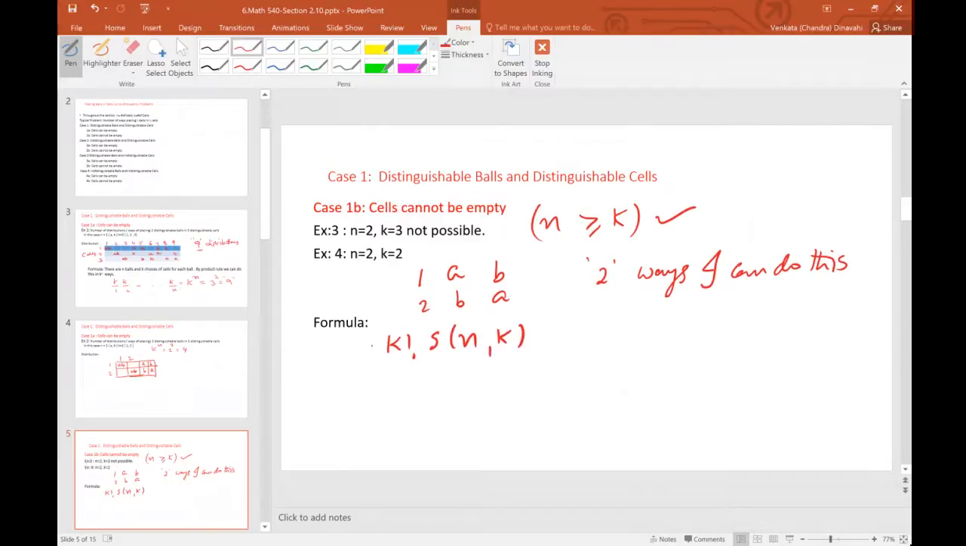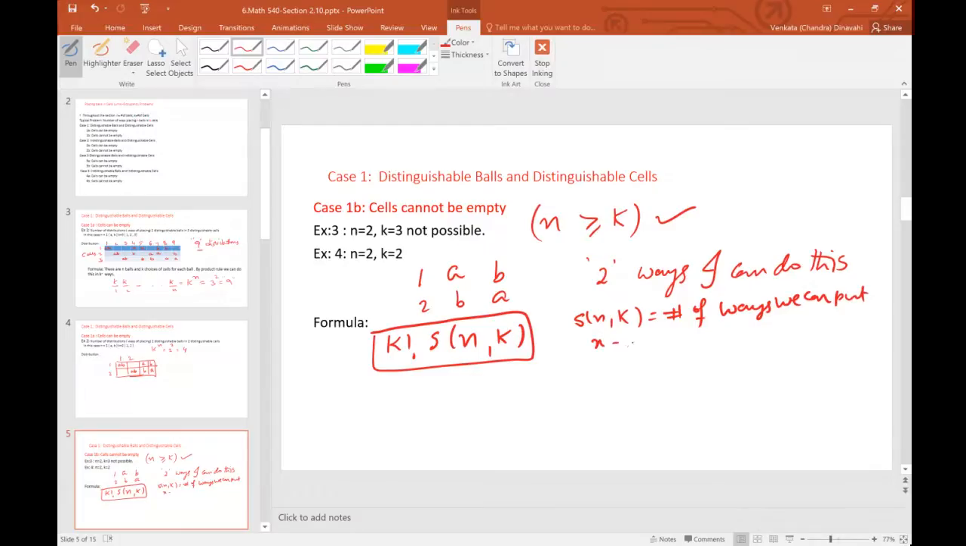so the way you need to do that is, first assume cells are going to be indistinguishable. That means you have n balls and k cells. Now if you assume cells are indistinguishable and no cells being empty, that can be done in S of n,k ways. So S of n,k is the number of ways we can put n distinguishable balls, I'm sorry, you can't understand my handwriting there, in k indistinguishable cells.